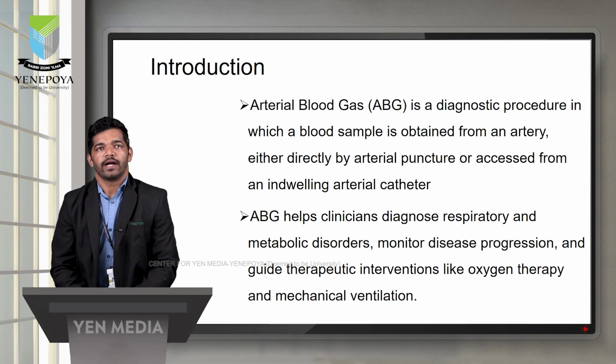Coming to the introduction, arterial blood gas is a diagnostic procedure in which a blood sample is obtained from the artery, either by arterial puncture or accessed from an indwelling arterial catheter. Most commonly, the arterial sample is taken from the radial artery, as it has collateral circulation and is a superficial artery.